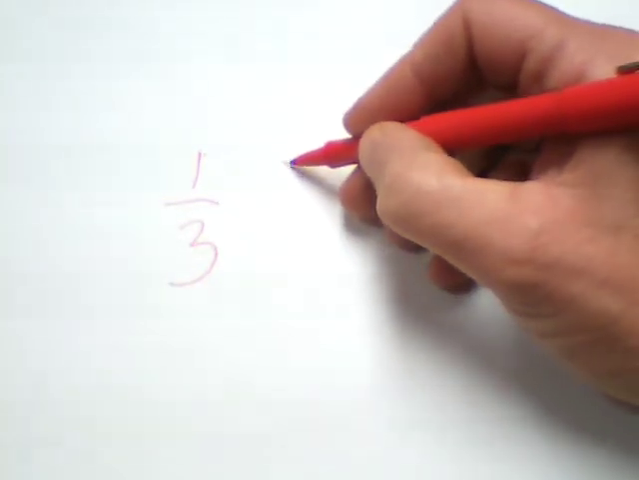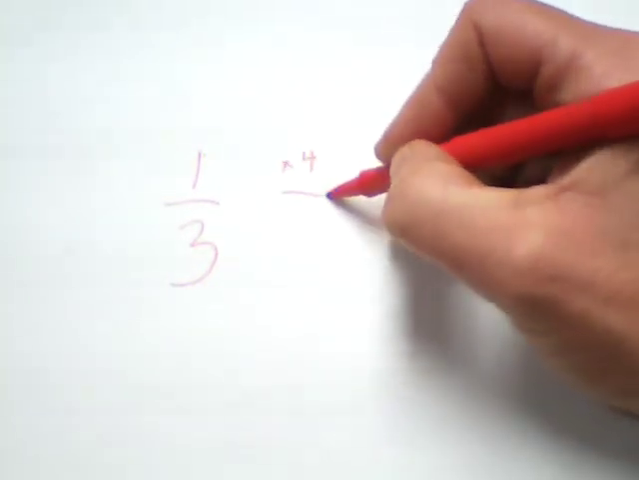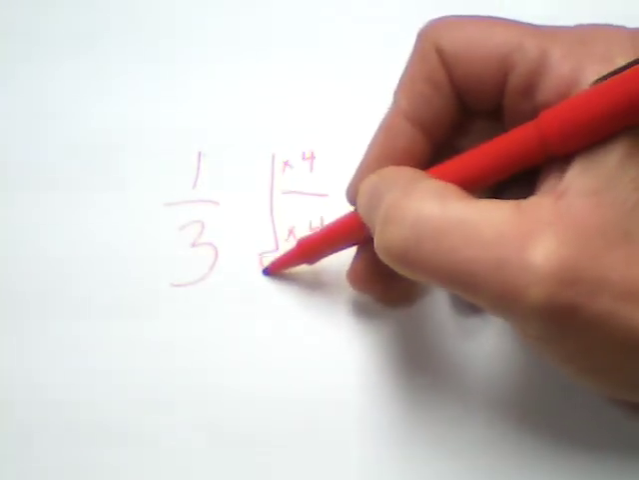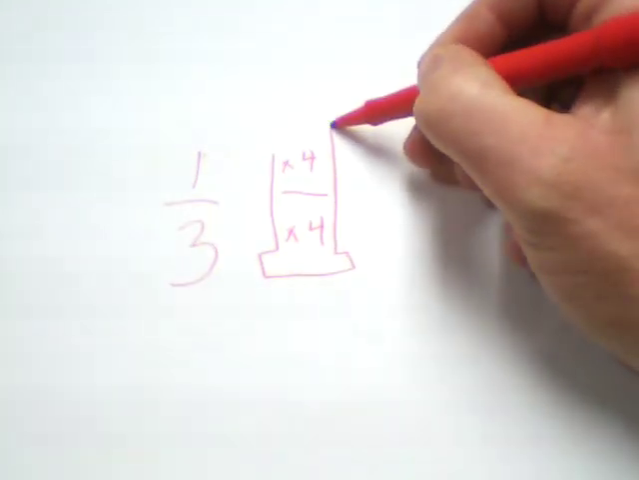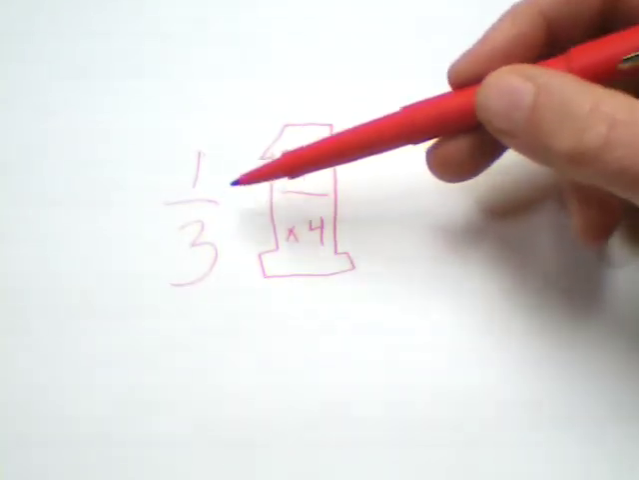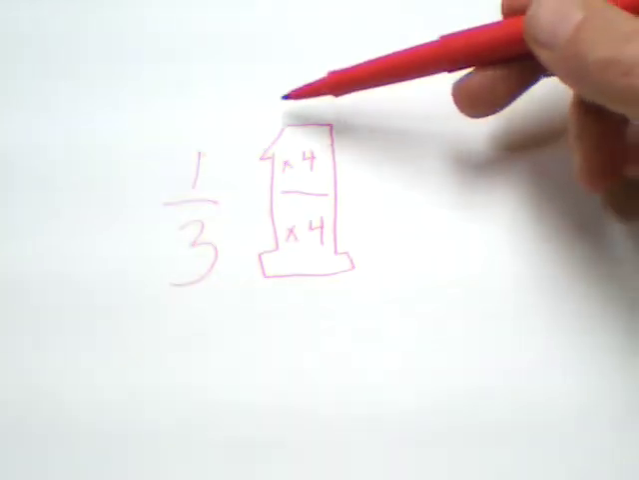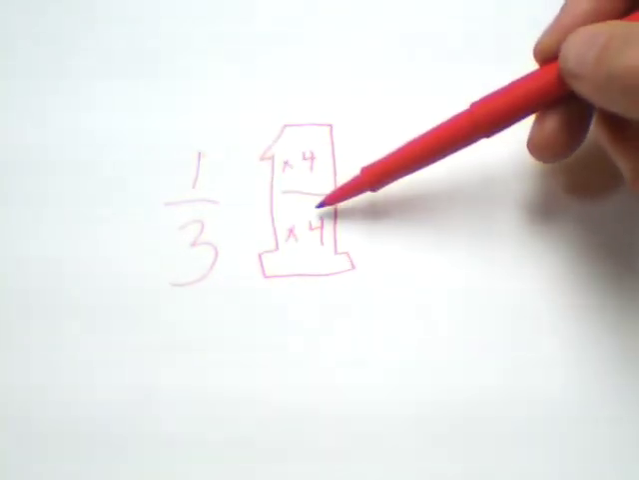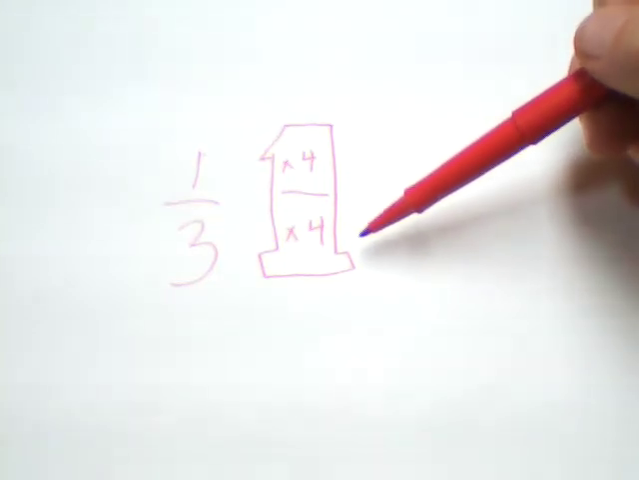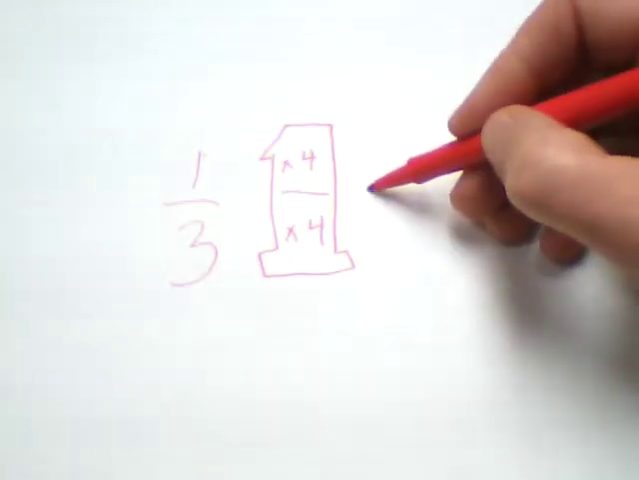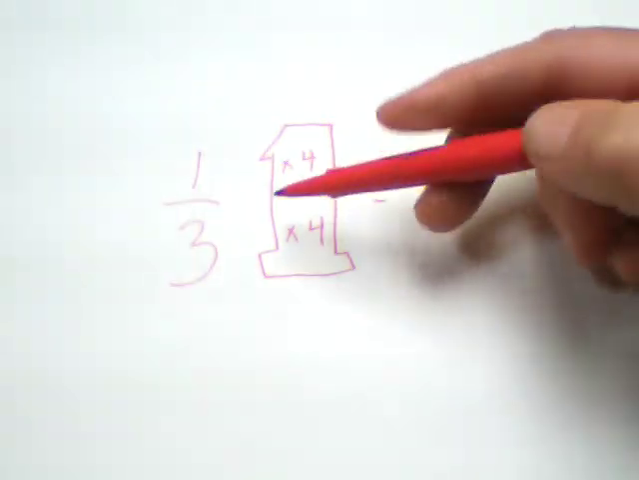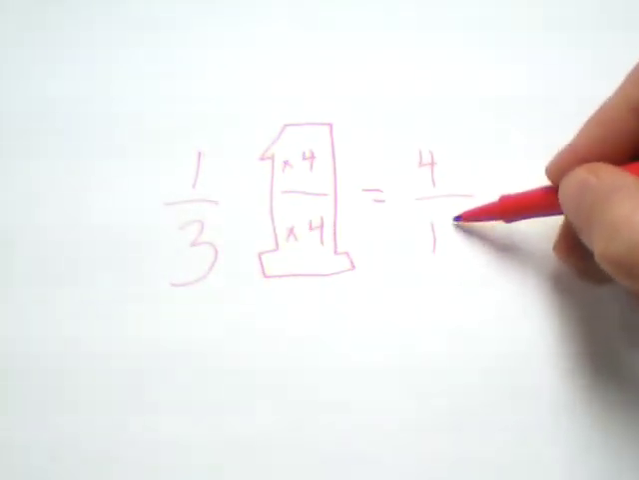So you could say times 4 on the top, and times 4 on the bottom, because 4 over 4, students, is just another way of saying 1, right? 4 over 4 equals 1. So if I multiply the numerator and the denominator both by 4, I'm really multiplying this whole fraction by 1, which means I'm not changing its value, I'm just changing its name. So on the numerator, 1 times 4 is 4. The denominator, 3 times 4 equals 12.